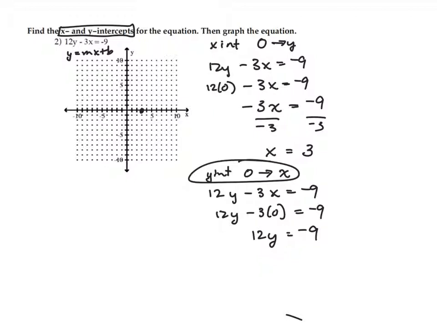And then divide both sides by 12. So I get y is equal to negative 9/12. Or I can divide all those by 3, so it'd be negative 3/4. Okay, so negative 3/4, there's 1, so negative 3/4 would be right about there. And they say graph the equation, so now I have to draw a line that goes through those 2 points. So something that looks something like that would be my line.